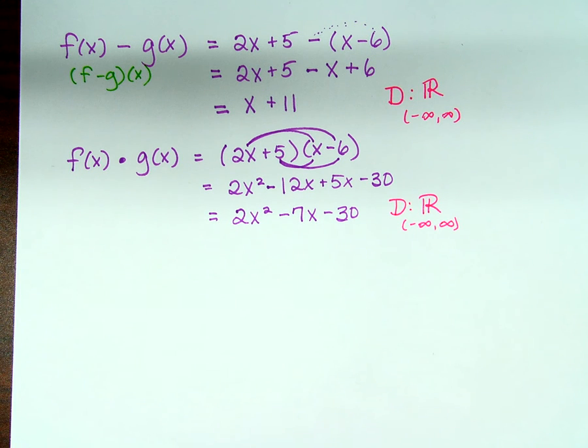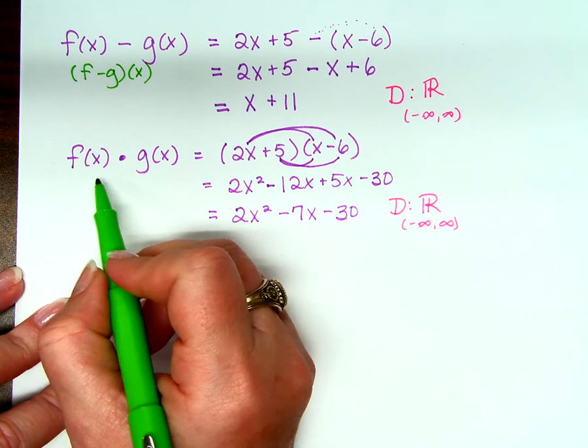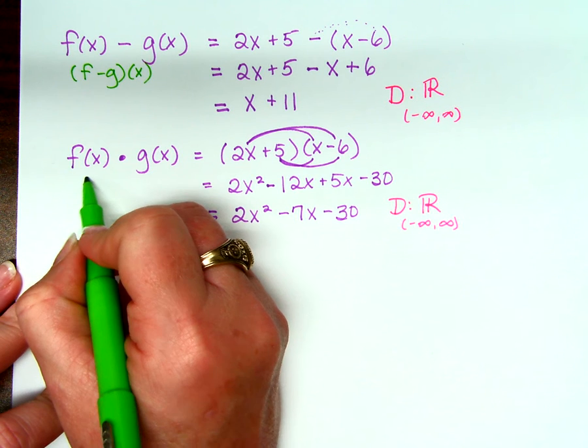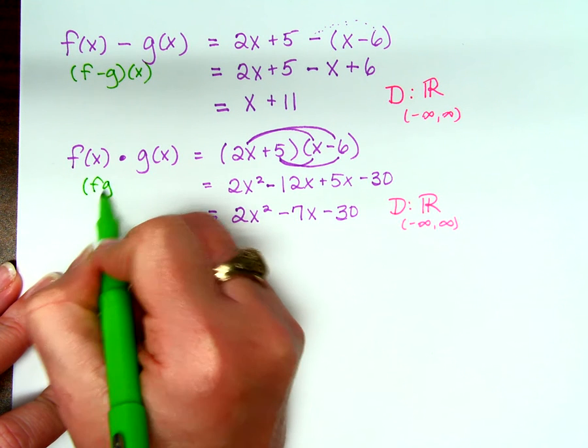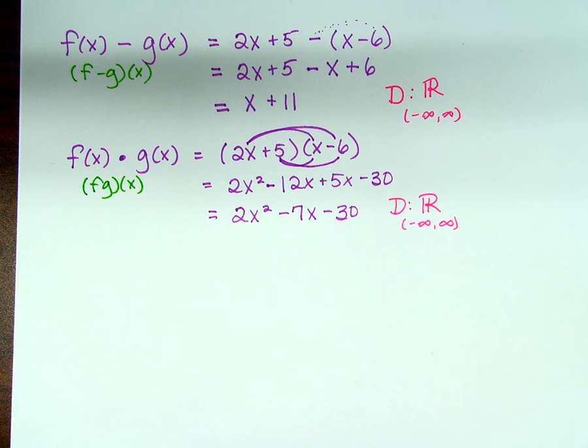Is that a little better? Well, it'll be the most better next. Okay? What else would this look like? What else could the problem look like? fg of x with no sign in between the two of them. Okay?